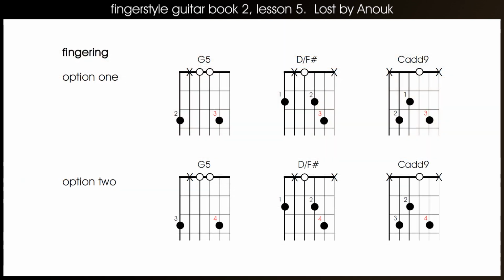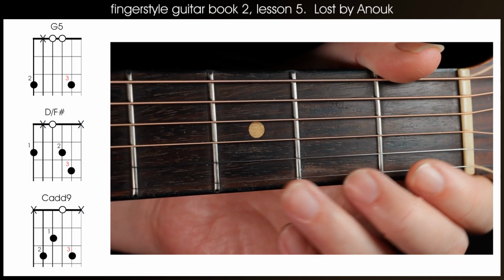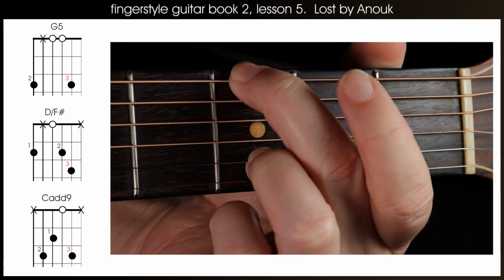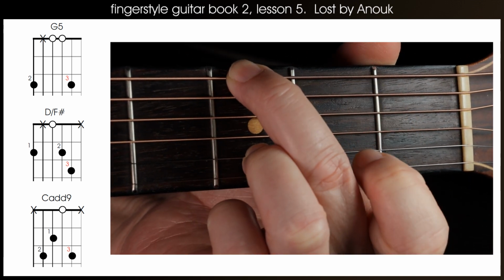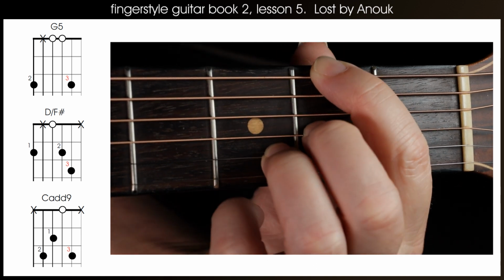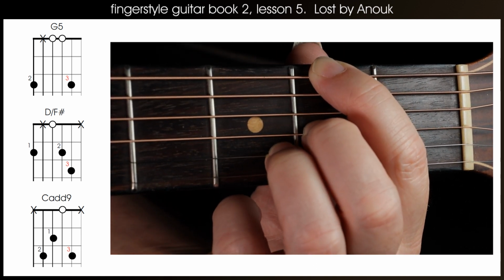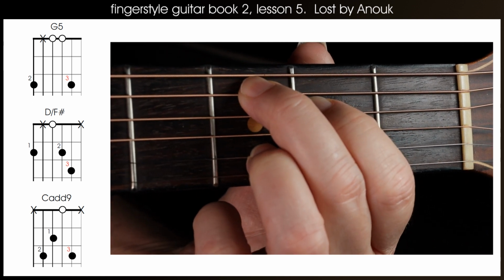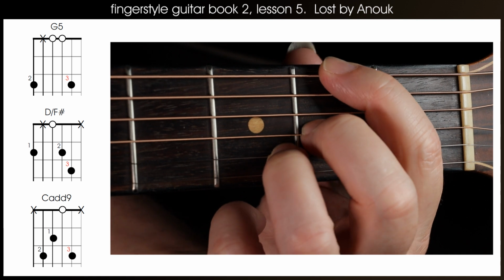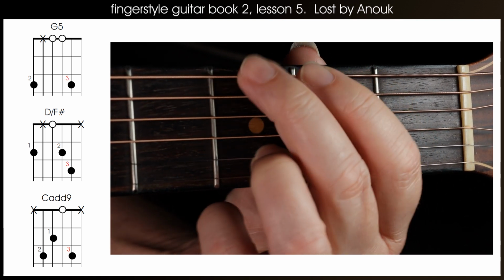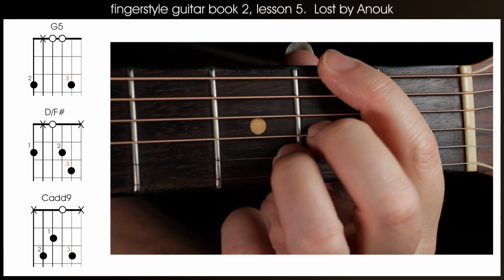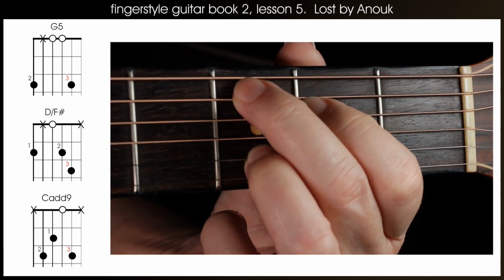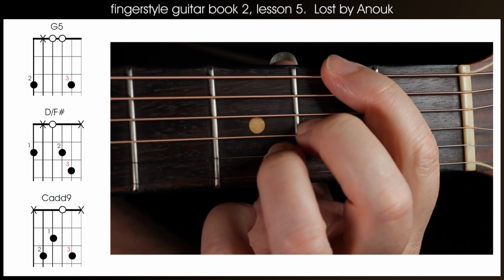Let's take a closer look at that fingering to make it completely clear. And we'll start by looking at option 1, where the third finger remains in place. The first shape is the G, which then moves over to the D with an F sharp bass. Then we go to the C add 9, finally going back to the D with the F sharp bass. Here that is again. G5, D F sharp bass, C add 9, D with the F sharp bass.